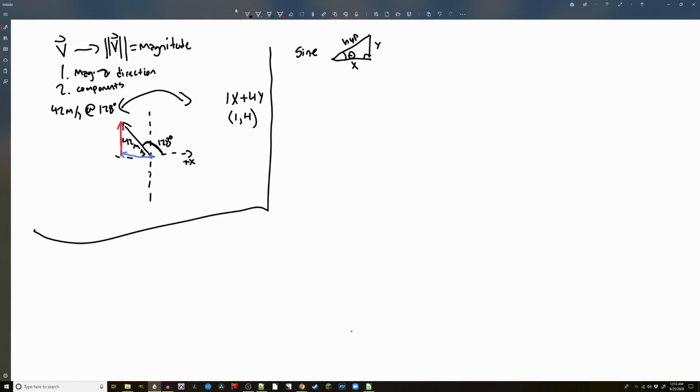Sine of that angle is defined thusly. Sine of theta is the opposite side from theta. So in this case, you take the angle and you go to whichever side it's not touching. In this case, it's y. So the length of y, it might be the magnitude even if it's a vector, divided by the length of the hypotenuse.